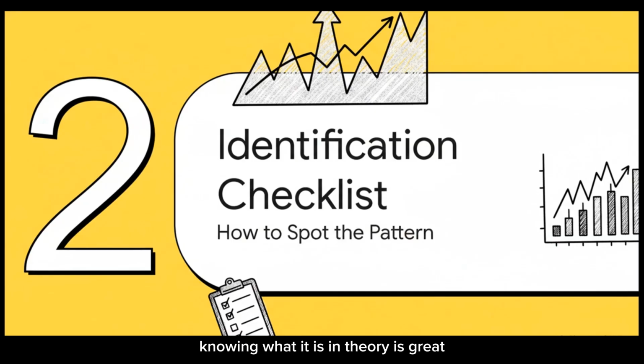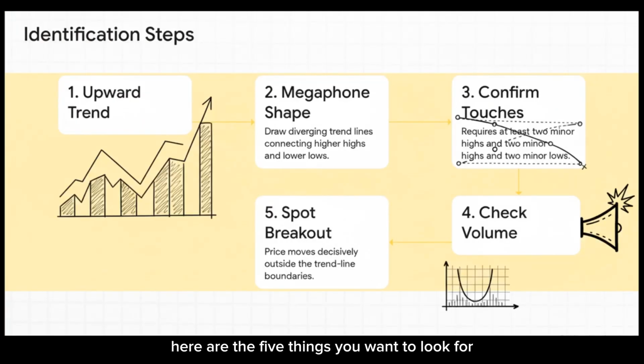Knowing what it is in theory is great, but spotting it on a live, moving chart, that's a whole different ballgame. So let's put together a little field guide, a checklist you can use to find these things out in the wild. Here are the 5 things you want to look for. First, this pattern usually shows up after a nice upward trend, so look for that first. Second, start drawing your trend lines, one connecting the higher highs and one connecting the lower lows. They should be moving away from each other.